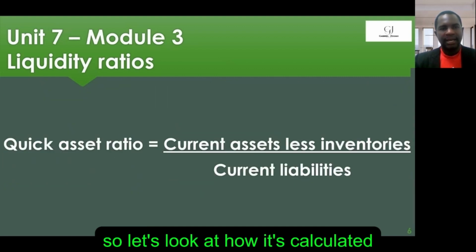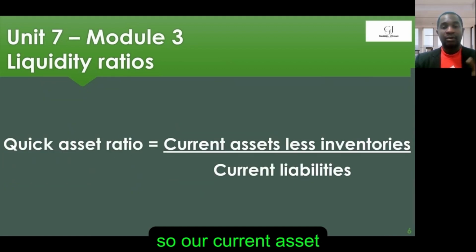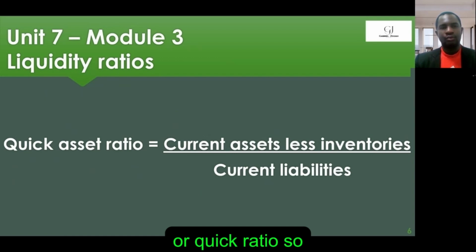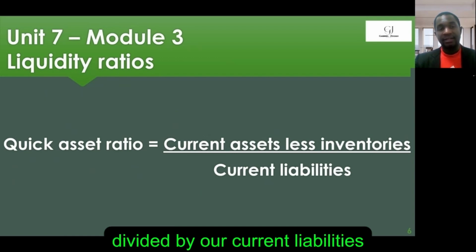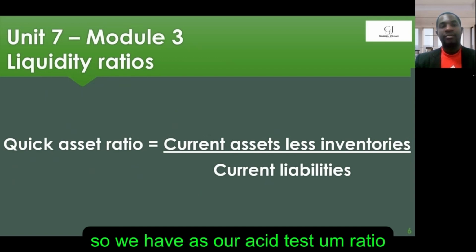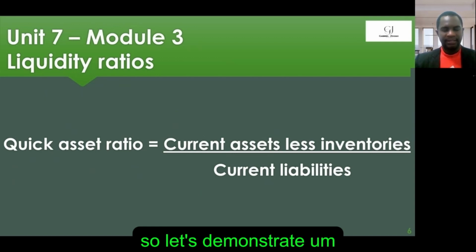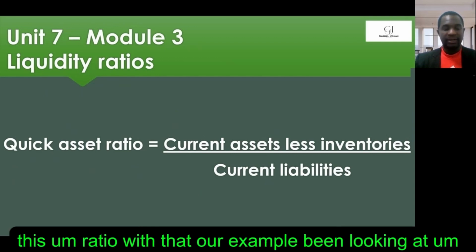So let's look at how it's calculated. So our current asset less our inventory to have our quick ratio. So current asset less inventory divided by our current liabilities is what we have as our acid test ratio. So let's demonstrate this ratio with our example.